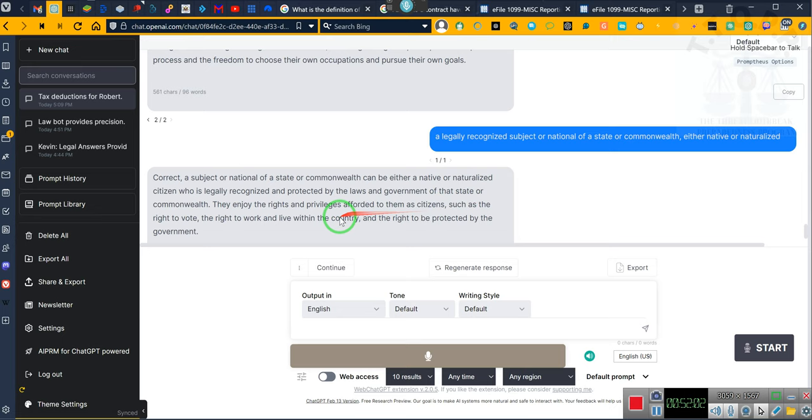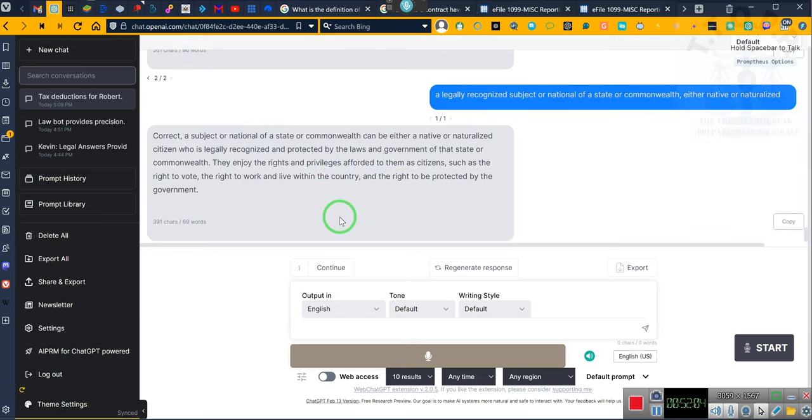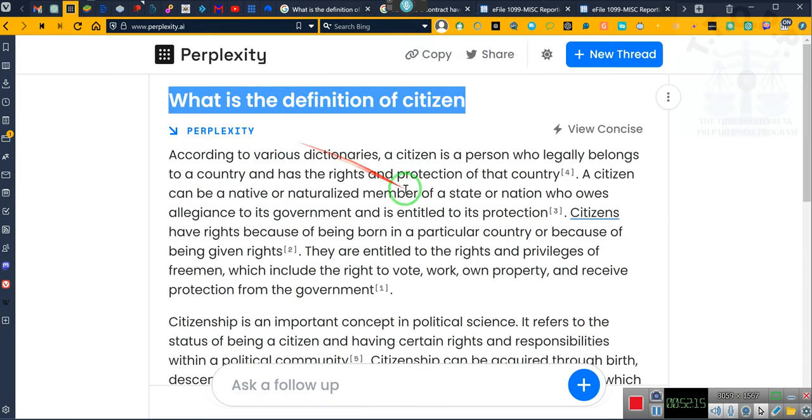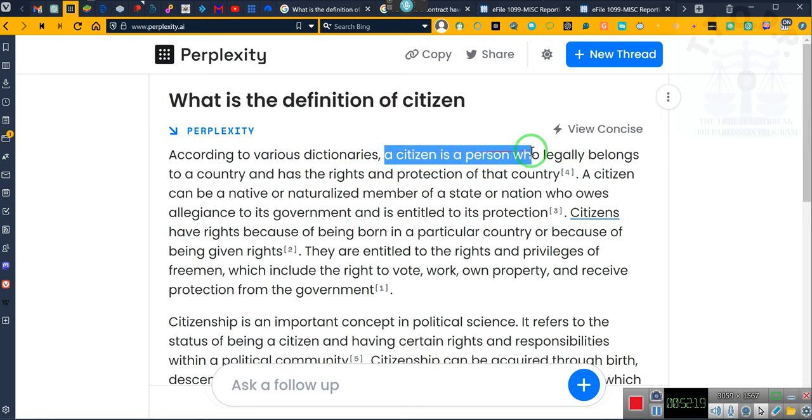A subject or national of a state or commonwealth can be either a native or naturalized citizen who is legally recognized and protected by the laws and government of that state or commonwealth. They enjoy the rights and privileges afforded to them as citizens, such as the right to vote, the right to work and live within the country, and the right to be protected by the government.